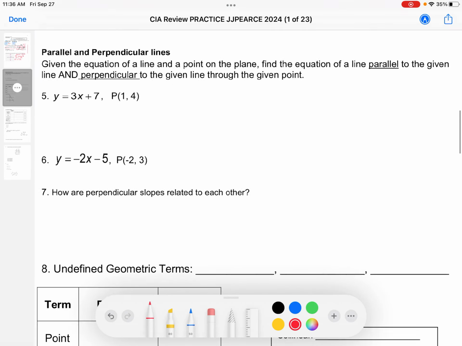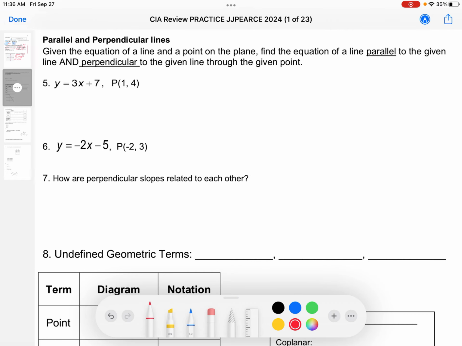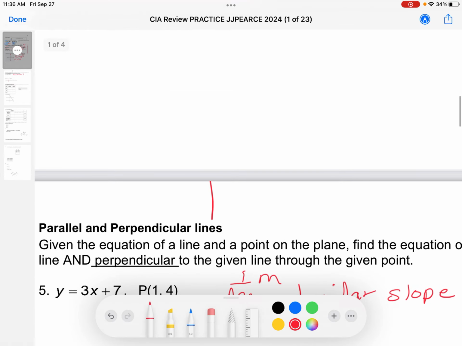All right, so number 5, I'm going to find the perpendicular line. I know the perpendicular slope, so I'll find the perpendicular for 5 and then the parallel for 6. So the perpendicular slope of this particular line is negative 1/3. Let me make this bigger.